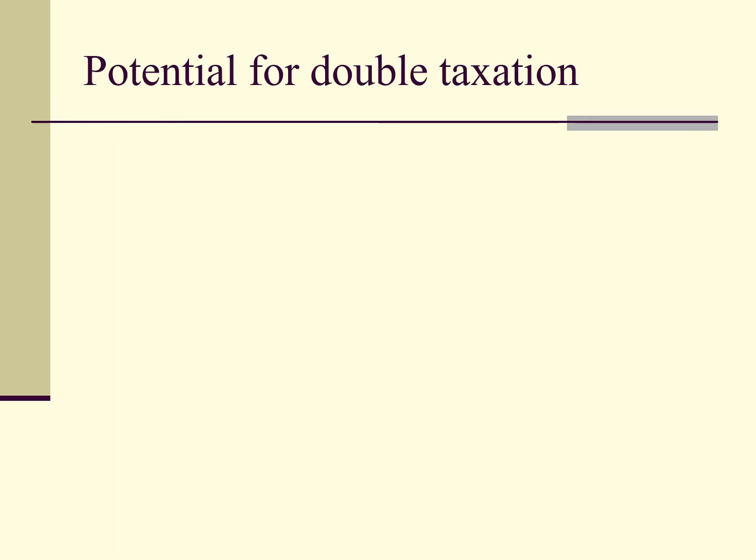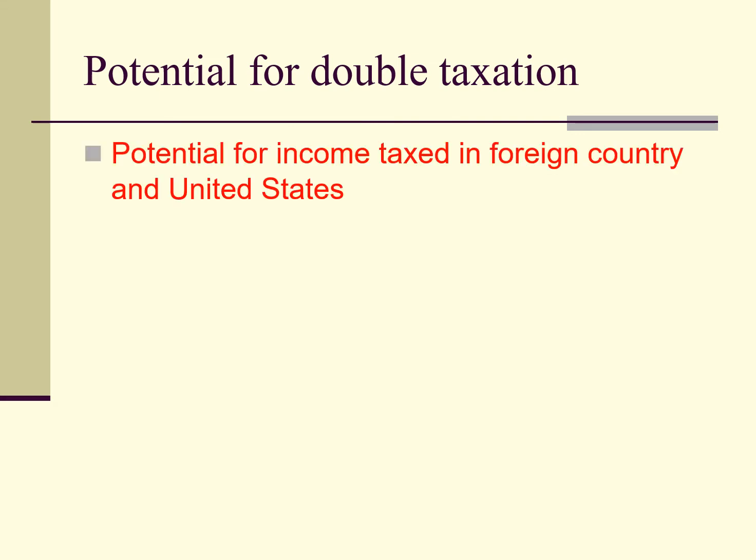Let's discuss the potential for double taxation of foreign income. The same income may be taxed in both a foreign country and the United States. As discussed in previous lectures, foreign countries can tax the business profits and non-business income of a U.S. taxpayer. As discussed in the previous slide, the U.S. also taxes the worldwide income of U.S. taxpayers. Accordingly, there is the danger of double taxation.